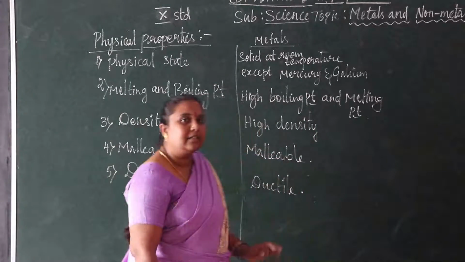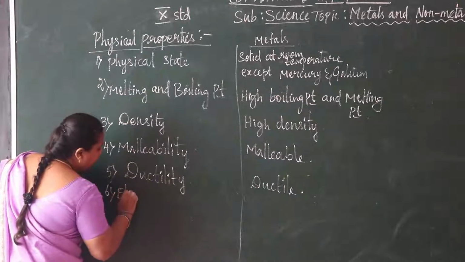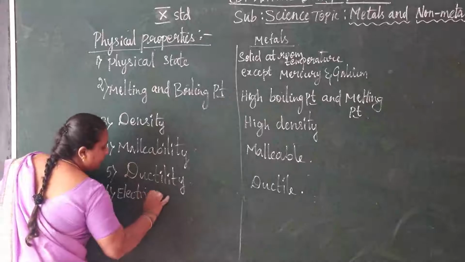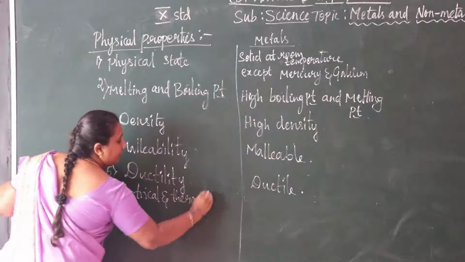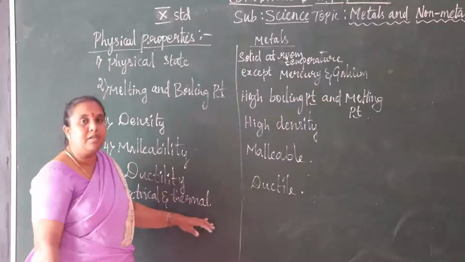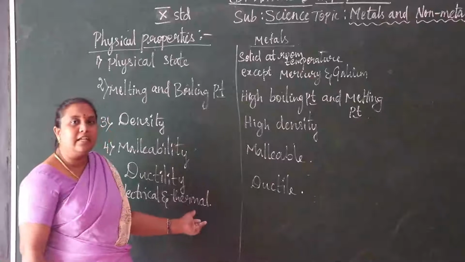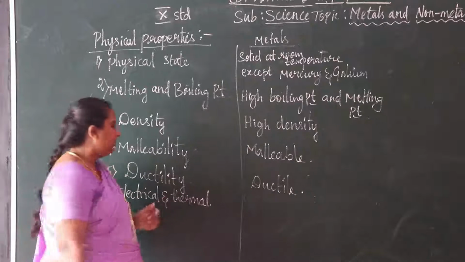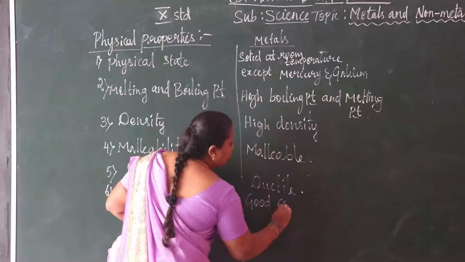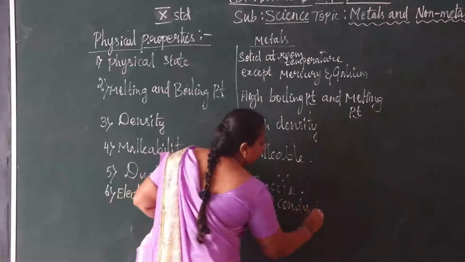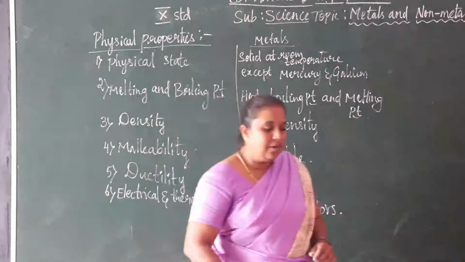Then we have another property: electrical and thermal conductivity. What does electrical and thermal mean? Electrical means electricity, conductors, and thermal means heat. So metals are good conductors. And then we have luster.